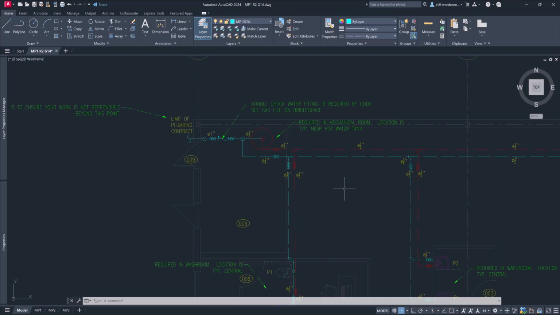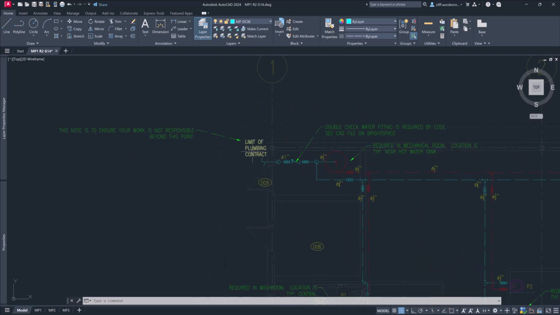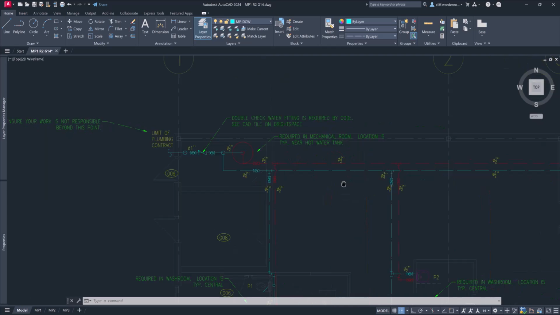Let me just go over a couple notes here that I have just before I forget. So this is double check valve, water valve is required by code, see CAD file and Brightspace, already talked about that. Limit of plumbing contract. So this note is to ensure your work is not responsible beyond this point. This is a common one to basically say, after this point, it's on another contractor to pick up the work, or a designer to ensure the work is done correctly. All right, so that's why we have the text there.